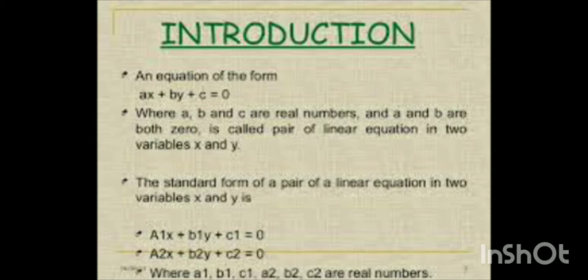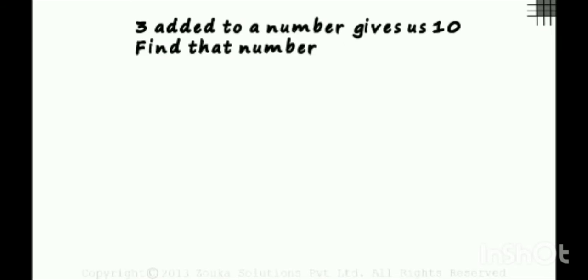An equation of the form ax plus by plus c equal to 0, where a, b and c are real numbers and a and b are both non-zero, is called a linear equation in two variables x and y. The standard form of a pair of linear equations in two variables x and y is a1x plus b1y plus c1 equals 0, a2x plus b2y plus c2 equals 0, where a1, b1, c1, a2, b2, c2 are real numbers.